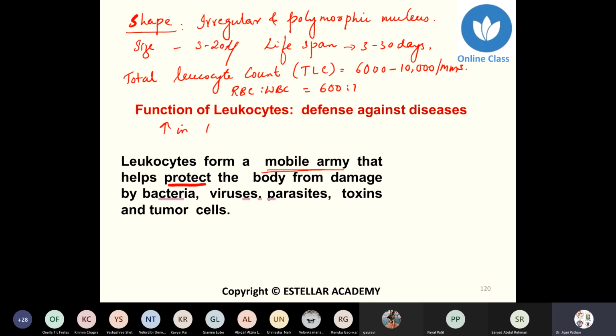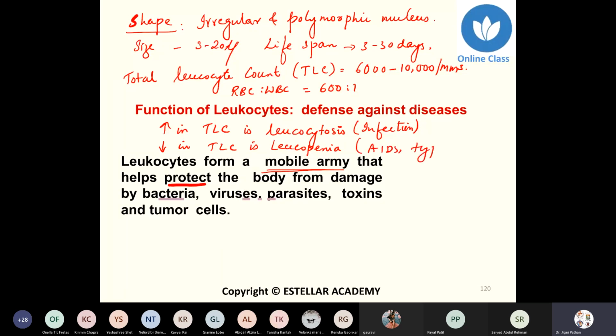Increase in TLC is leukocytosis. Decrease in TLC is leukopenia. Leukocytosis is seen in infection, any kind of infection, and leukopenia is seen in AIDS, typhoid diseases.